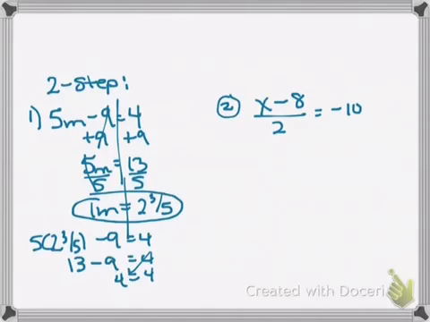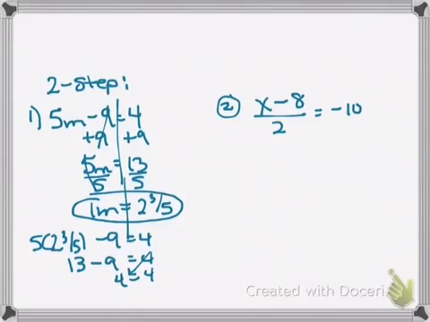This next one is a different look. It's a difference divided by 2. (x minus 8) divided by 2 equals -10. Now this time, what's furthest from my x? Can you see that 2's further than the 8? So I've got to remove the 2 first.